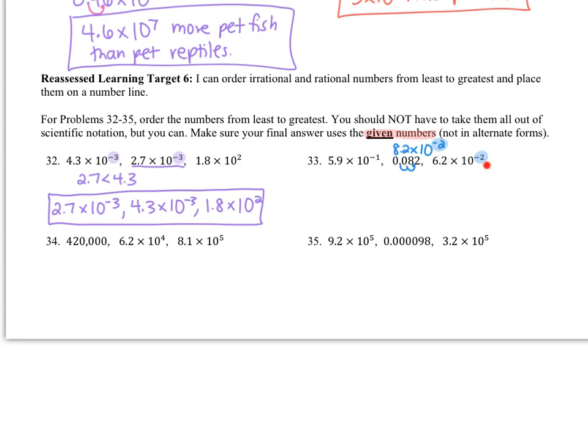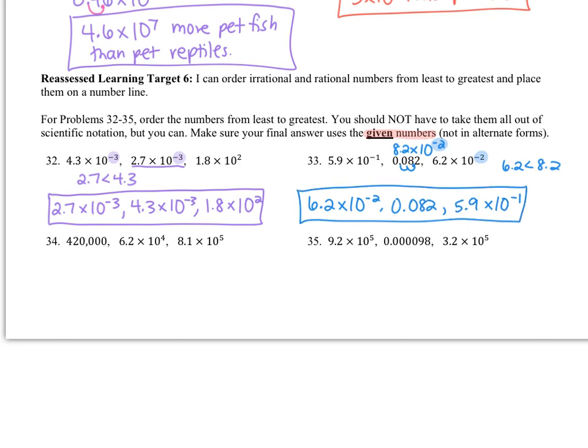So since they have the same exponent, we can just compare their factors. So 6.2 is less than 8.2. So that means that 6.2 times 10 to the -2 is less than 0.082, or 8.2 times 10 to the -2. So our smallest number is 6.2 times 10 to the -2. Then we have to write the given number, 0.082. Then our biggest number, 5.9 times 10 to the -1. Now really, if you wanted to, you could put all these in standard form, but that's a lot more work. But you could.